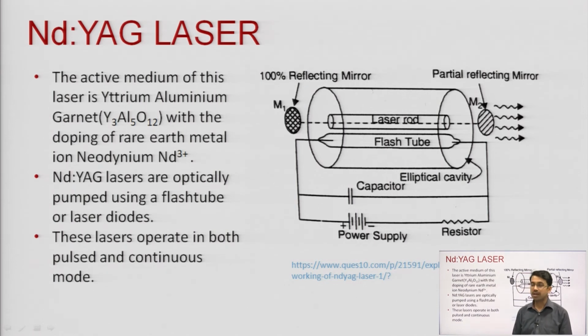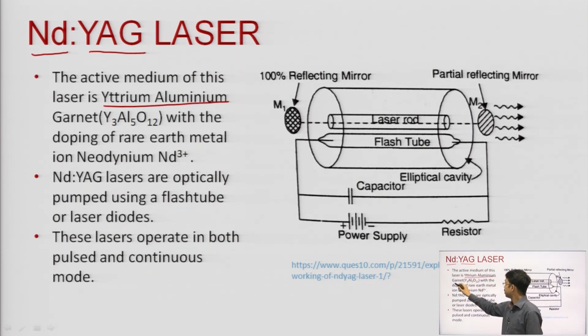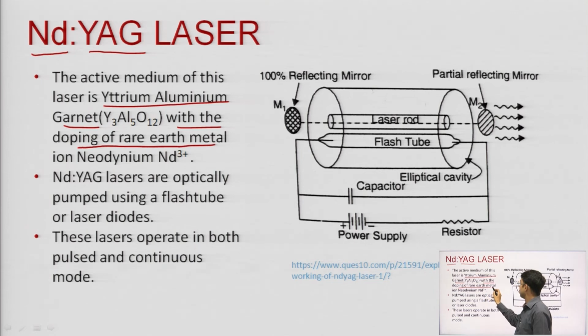Next is the Nd-YAG laser, neodymium yttrium aluminium garnet laser. So, Nd is neodymium and YAG is yttrium aluminium garnet. What is the active medium? It is made up of two things: yttrium aluminium garnet, Y3Al5O12, and the doping of neodymium, a rare earth metal ion.